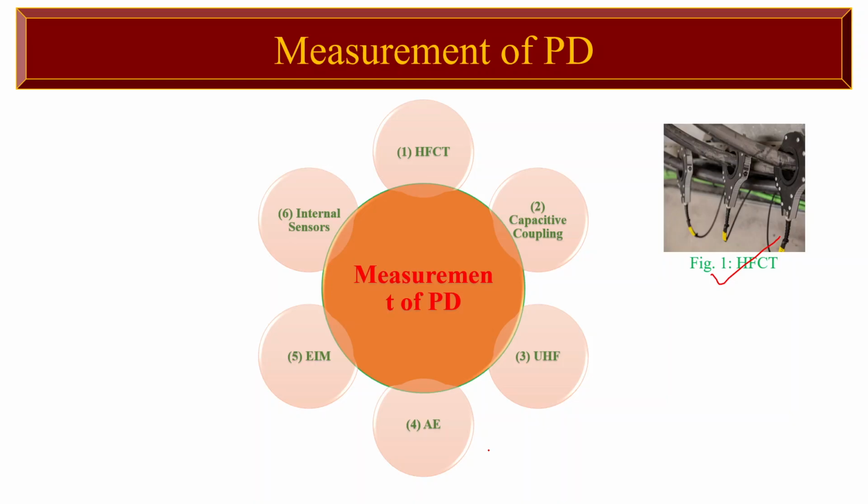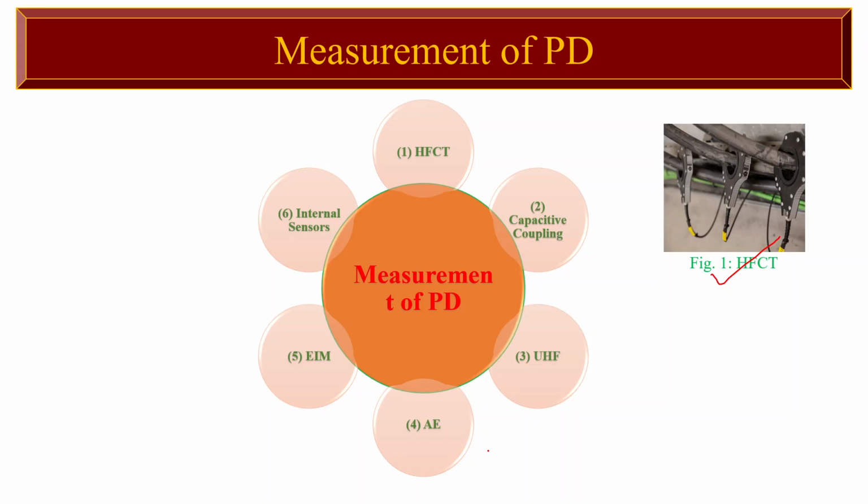The HFCT measurement technique typically works in these steps: first, installation; second, signal conversion; third, amplification and conditioning; fourth, signal analysis; fifth, data interpretation. First, in the installation part, the HFCT is placed around the cable, conductor, or other electrical equipment being tested. It acts as a current sensor and captures the high frequency signals generated by the partial discharge.